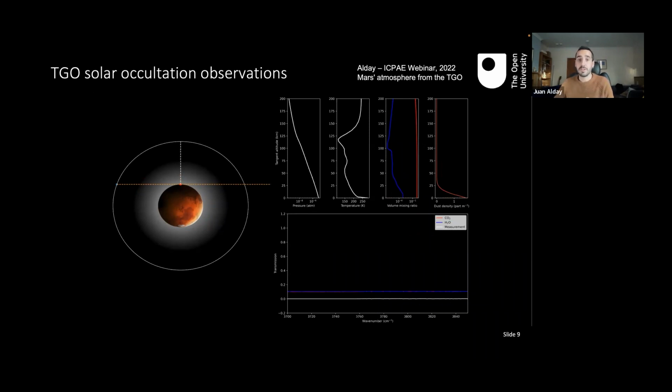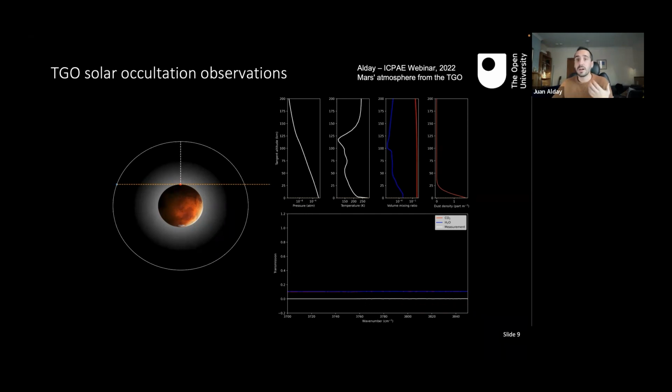But the idea with these observations is that we've taken a lot of measurements at different tangent altitudes. So when we use our radiative transfer codes and retrieval codes and we invert them all together, we can reconstruct the vertical profiles in the atmosphere. So that's one important feature about these solar occultation observations.